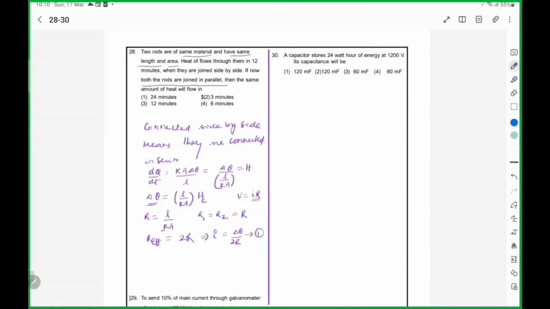If now both rods are joined in parallel, then once they are connected in parallel, effective resistance will be R by 2. So then delta Q by delta t will be, I will be here, delta theta by R by 2.